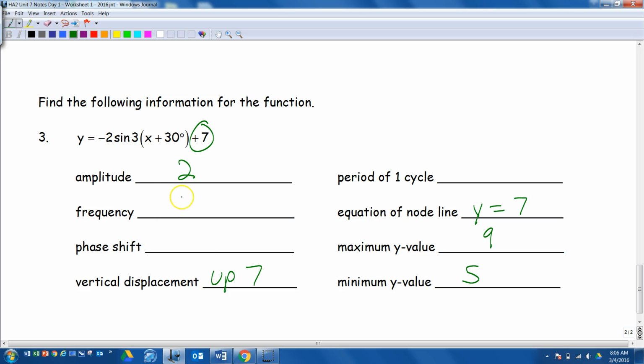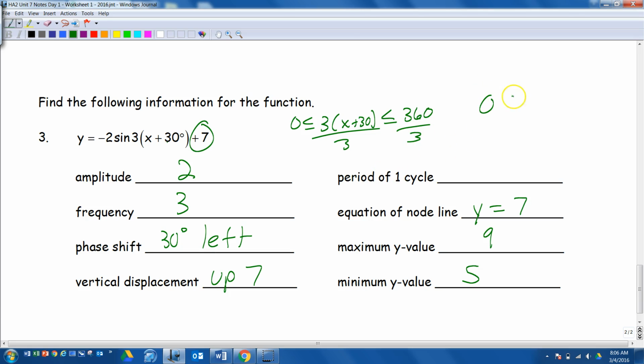The frequency is just given as 3. The phase shift, since it's a plus 30, it's 30 degrees to the left, because remember it's the opposite of what you would think. The period of one cycle. Remember, to get the period, you just divide. You can put this whole thing into your inequality, but really it's just the normal period, which is 360, divided by 3. So the period here before the phase shift is 120 degrees.